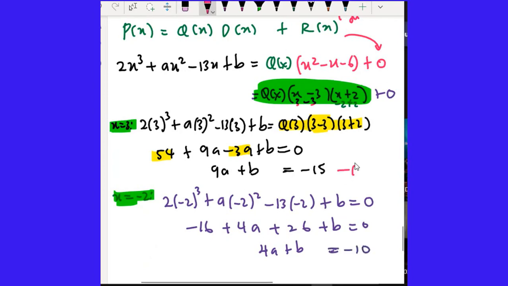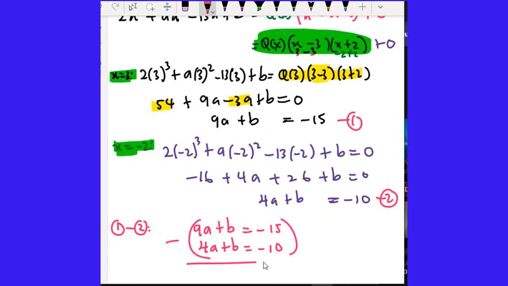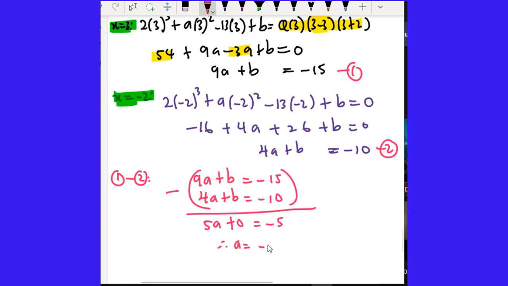Jadi sekarang ini equation 1, equation 2. Ikutlah nak guna cara apa, as long as look at value A and B. Saya nak equation 1 minus equation 2. 9A plus B is negative 15; 4A plus B is negative 10. Saya nak minus: 9A minus 4A, 5A. B minus B, 0. Negative 15 minus negative 10, negative 5. Therefore, A is equal to negative 1.